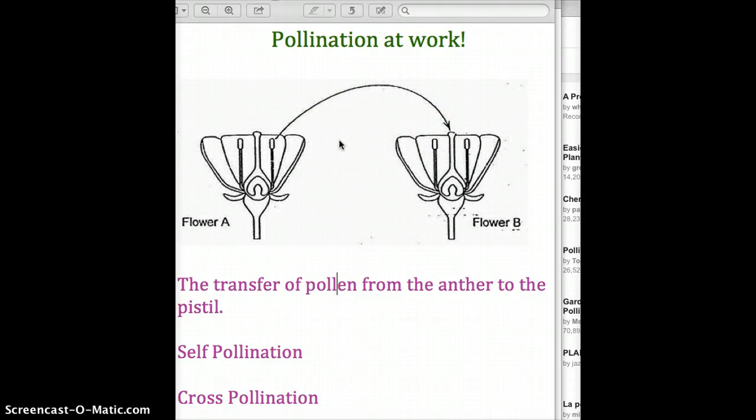But not all flowers need to transfer their pollen to a different flower in order to reproduce. We also have something called self-pollination. Now when flowers transfer their own pollen from their own anther, so here's the anther once again, to their own pistil, so the pollen would get from here simply to here, that's something called self-pollination. Cross-pollination is what we have been talking about, and that is what we see in the diagram. Flower A's pollen follows the course of the arrow to flower B's pistil.